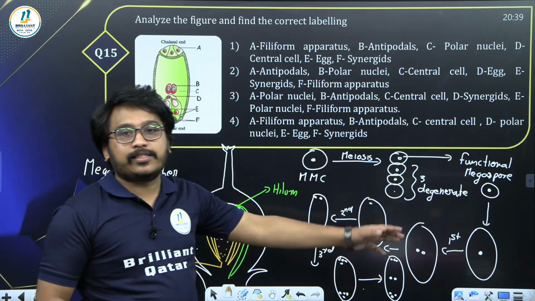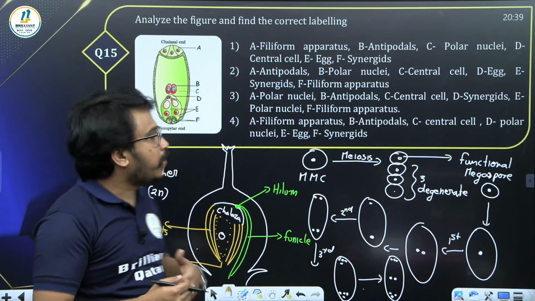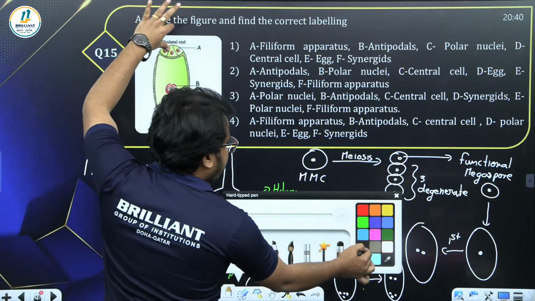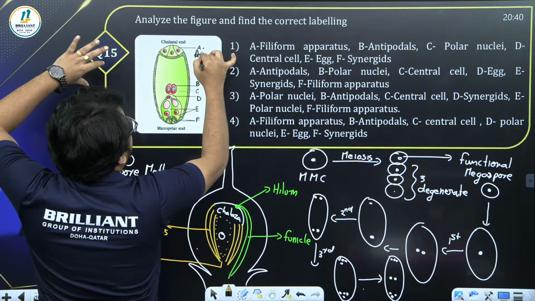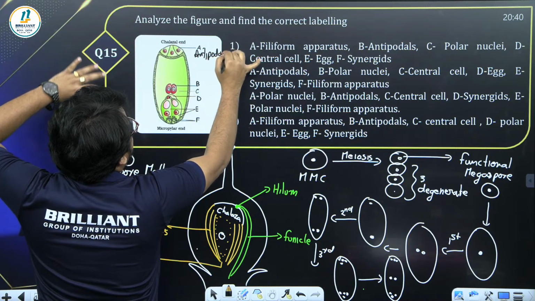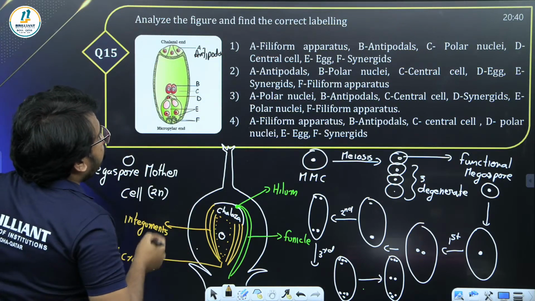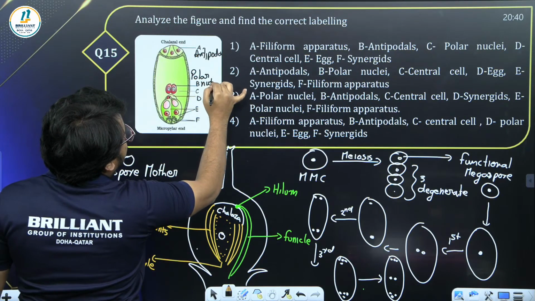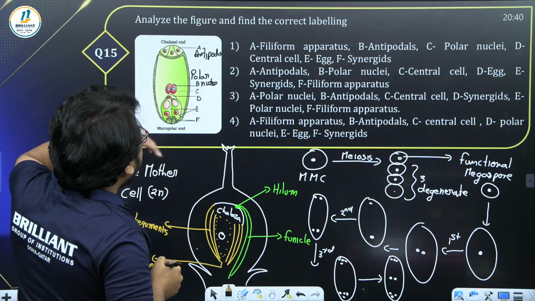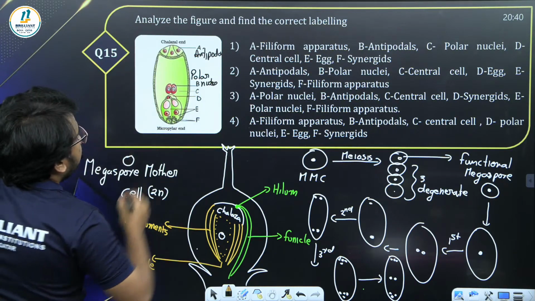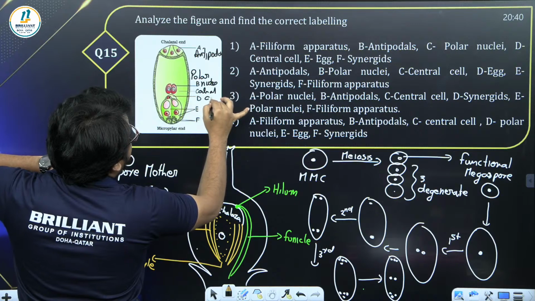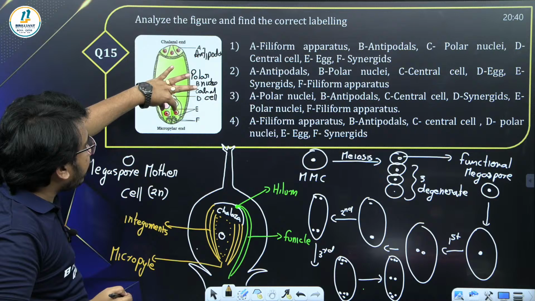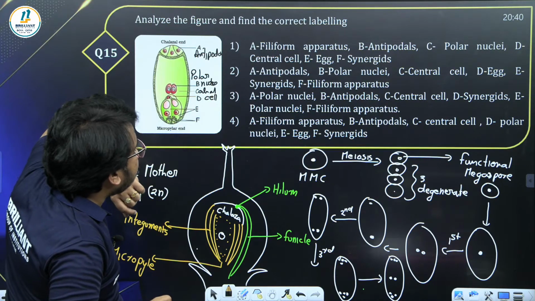This is followed by cytoplasmic division, cytokinesis. The 3 nuclei at the chalaza will turn into antipodals. The 3 nuclei at the micropylar end will turn into the egg apparatus. Then the 2 that come to the center from each pole will turn into polar nuclei. So A is antipodal, B is polar nuclei, C will be acting as the central cell. D is the egg, E represents synergid, F represents filiform apparatus.